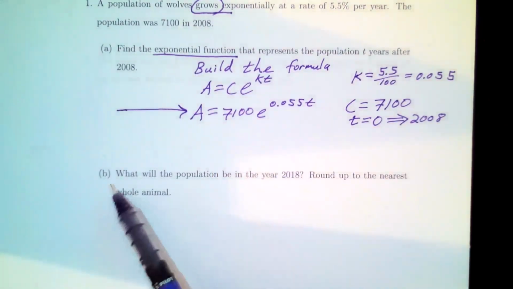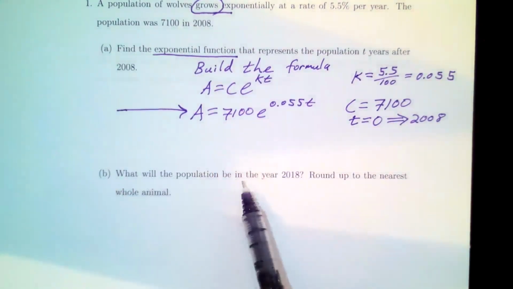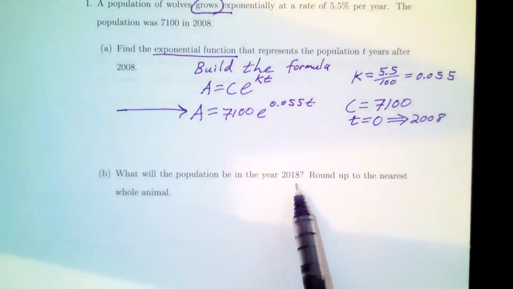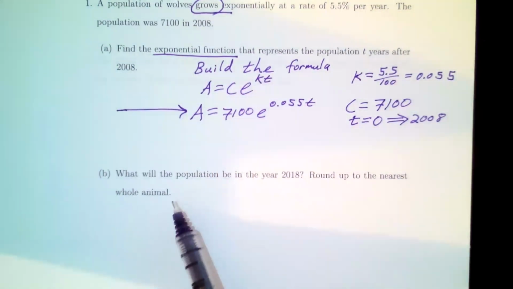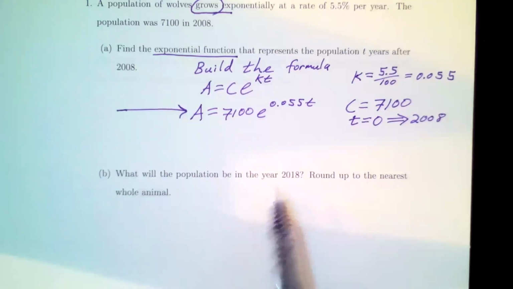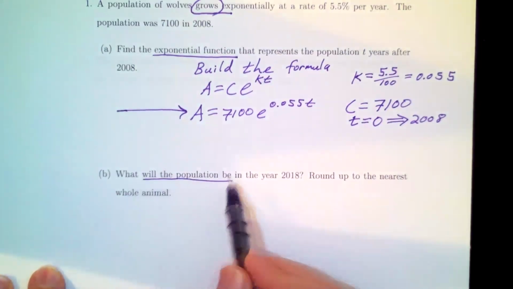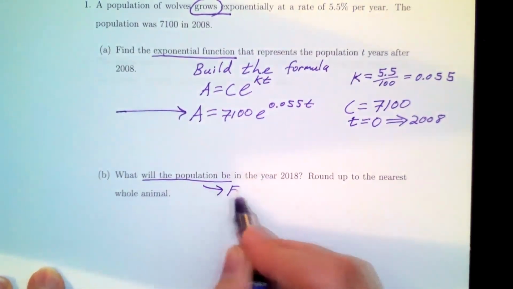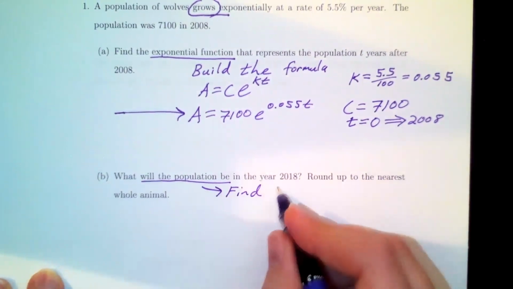So let's read part B. What will the population be in the year 2018? Round up to the nearest whole animal. And when you're reading these, you have to determine what it is they're asking for. Are they asking for a time? Are they asking for an initial population? Or are they asking for a future value of the population? When it says, what will the population be? They're asking you to find a future value of the population.